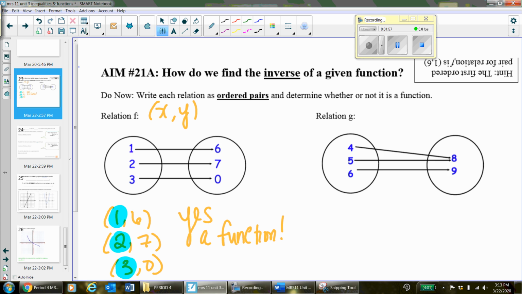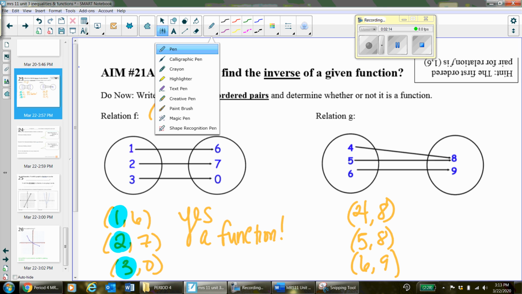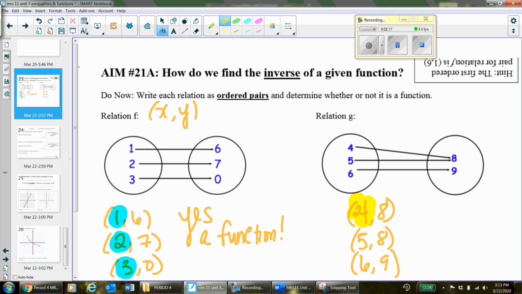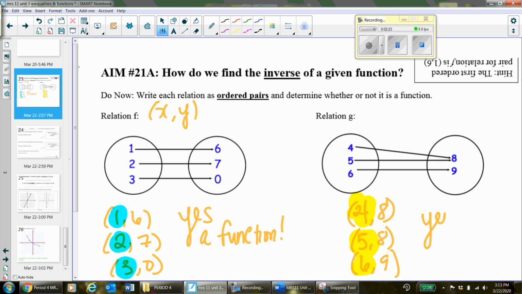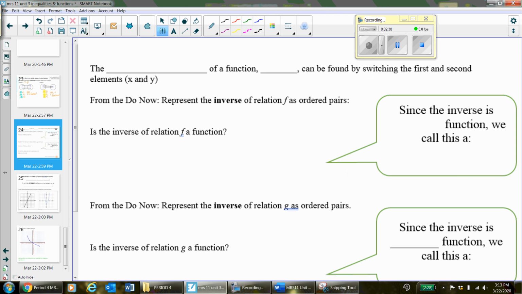All right, so relation G, we have 4 going to 8, so 4, 8. Then we have 5, 8, and then we have 6, 9. Again, none of our x values are repeating, which makes this a function as well. So that's the do now for this lesson. Moving right along.